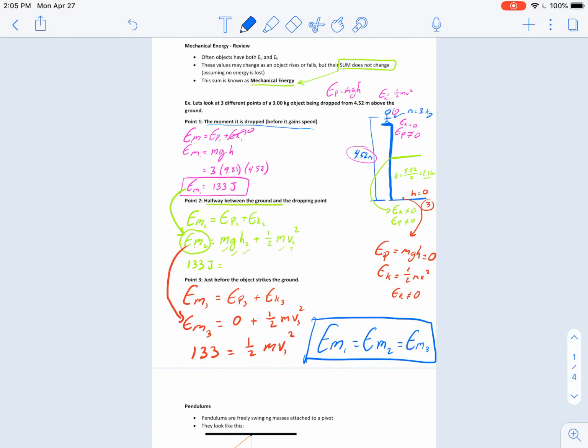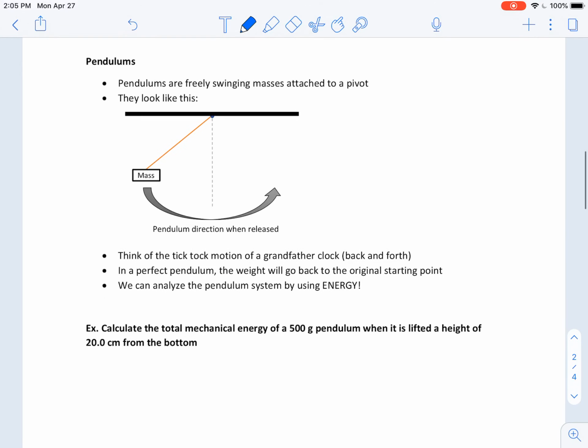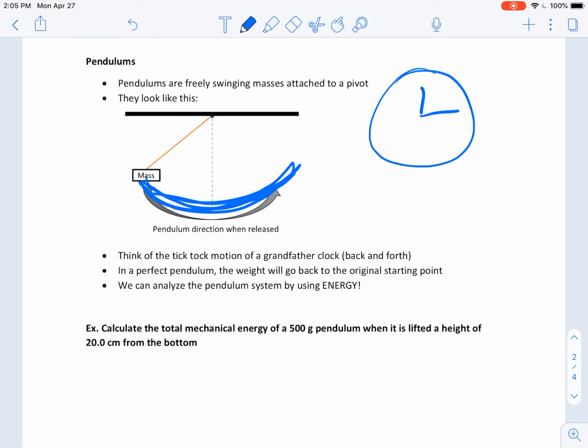Okay, let's see how this law of conservation of energy and mechanical energy translates to pendulums. Now, most of you probably know what a pendulum is. It is a mass that just swings back and forth, back and forth, similar to a grandfather clock. If you have your clock here, with this big base, and then there's a pendulum here, and it just goes back and forth, 1 second every time it goes back and forth. That's what a pendulum is.